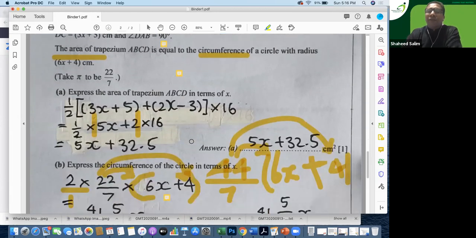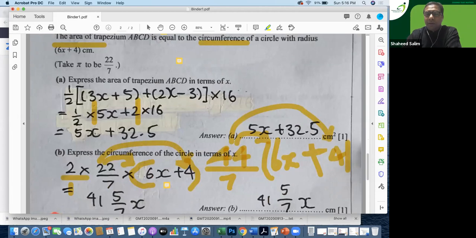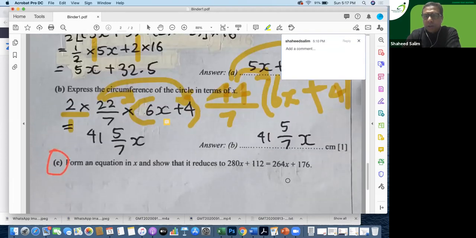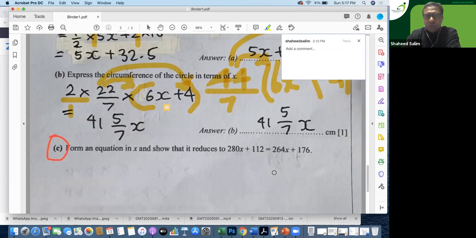Okay, you have found the area, right? You have found the area that's now, right? Which is here. What's the area? Is here, 40x plus 16. That is equal to this one over here, which is what we found out just now, down here.